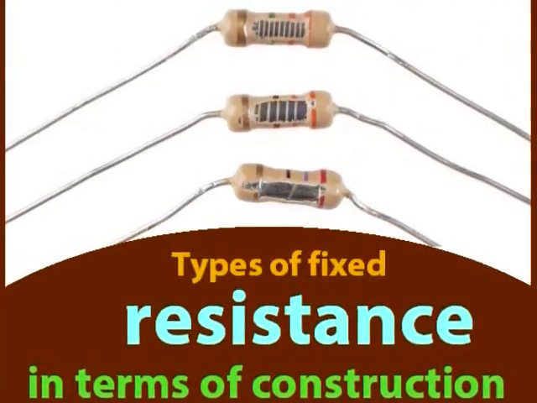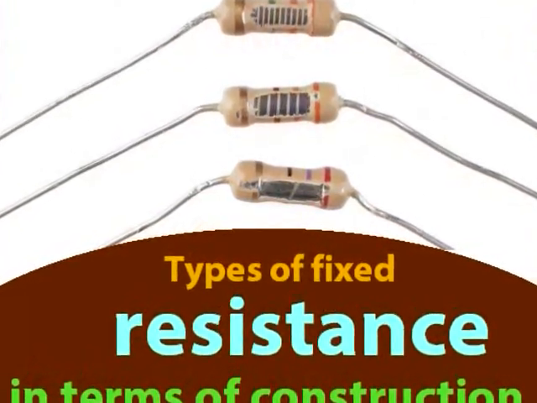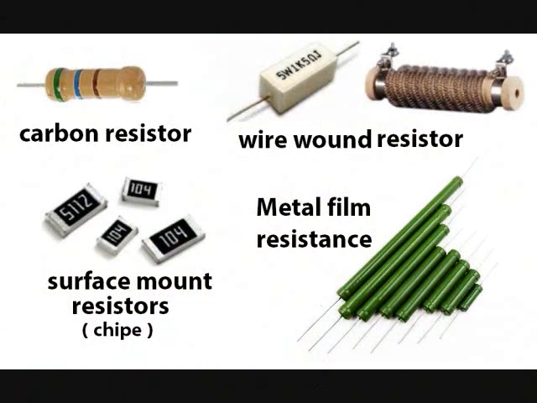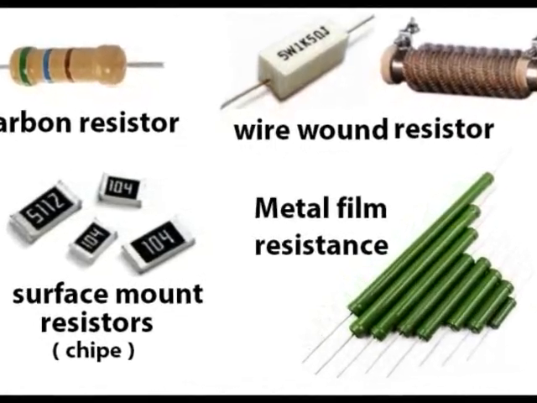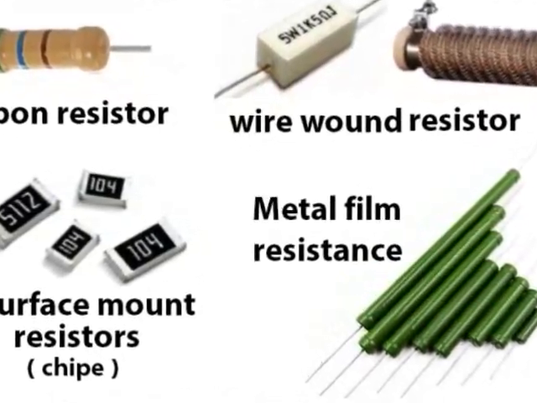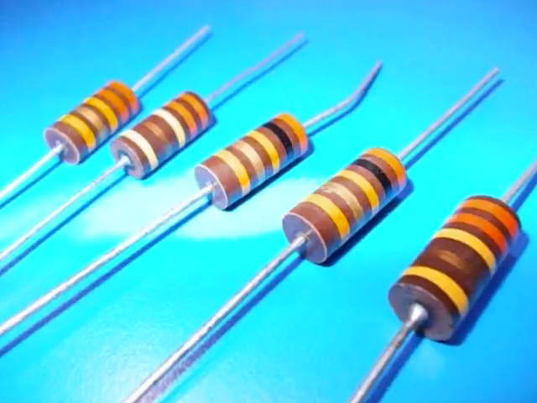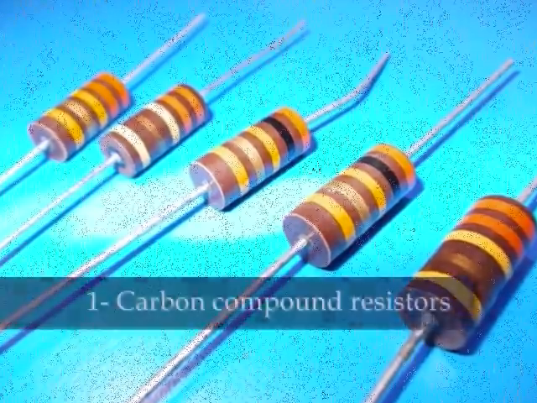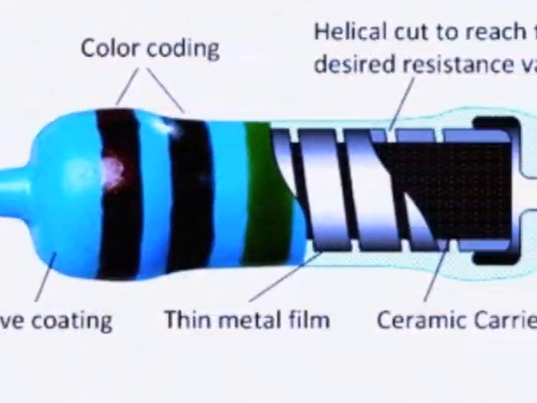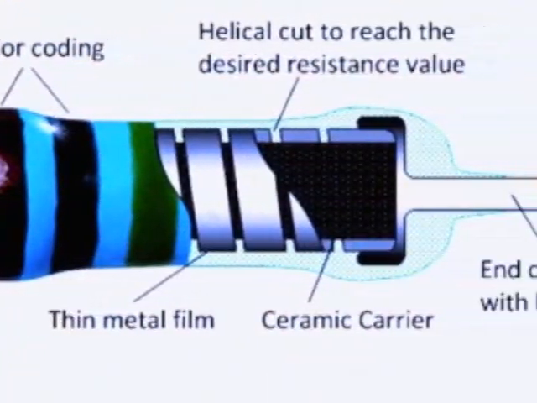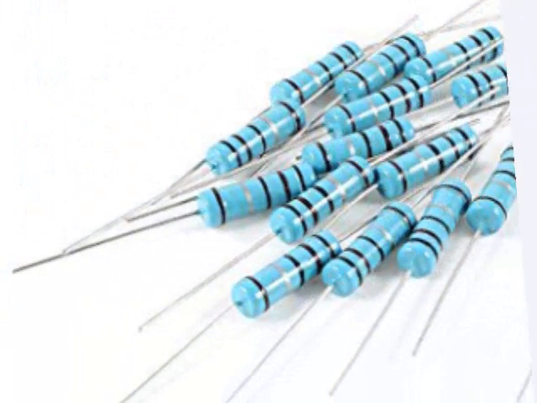Types of fixed resistance in terms of construction. Types of fixed resistance can be divided into 4 categories. One, carbon compound resistors that are made of carbon dust glue or graphite. These resistors are used for low powers.